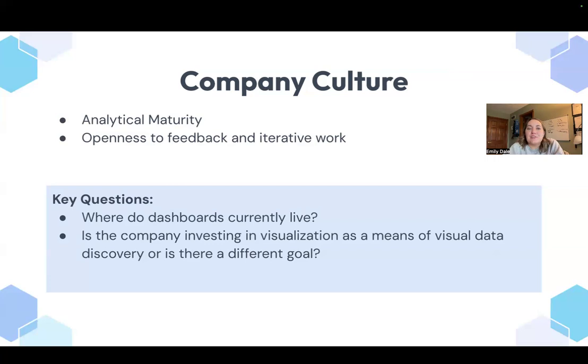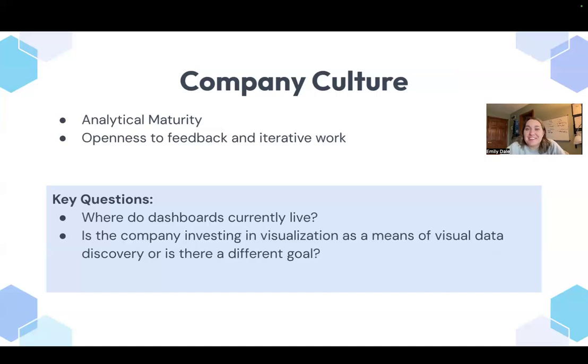And especially looking into openness to feedback and iterative work. Is your company open to giving, providing, and taking feedback? Are they open to iterative work? Meaning, if you show someone something, are they open to saying, yeah, that's good. Let's have a conversation about it. Let's go back and forth. Let's try something, and maybe we can do a few versions, see where this goes.